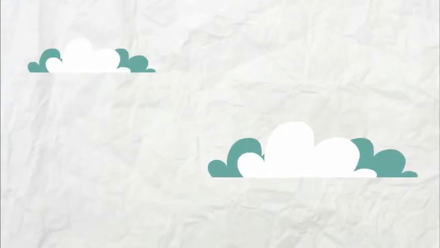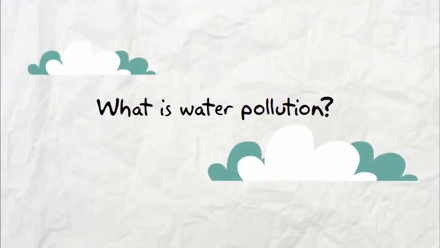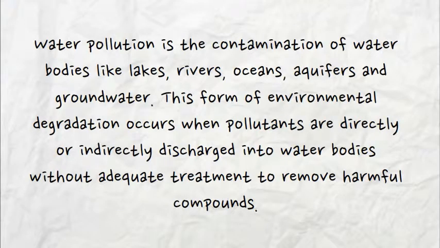Water pollution. What is water pollution? Water pollution is the contamination of water bodies like lakes, rivers, oceans, aquifers, and groundwater. This form of environmental degradation occurs when pollutants are directly or indirectly discharged into water bodies without adequate treatment to remove harmful compounds.